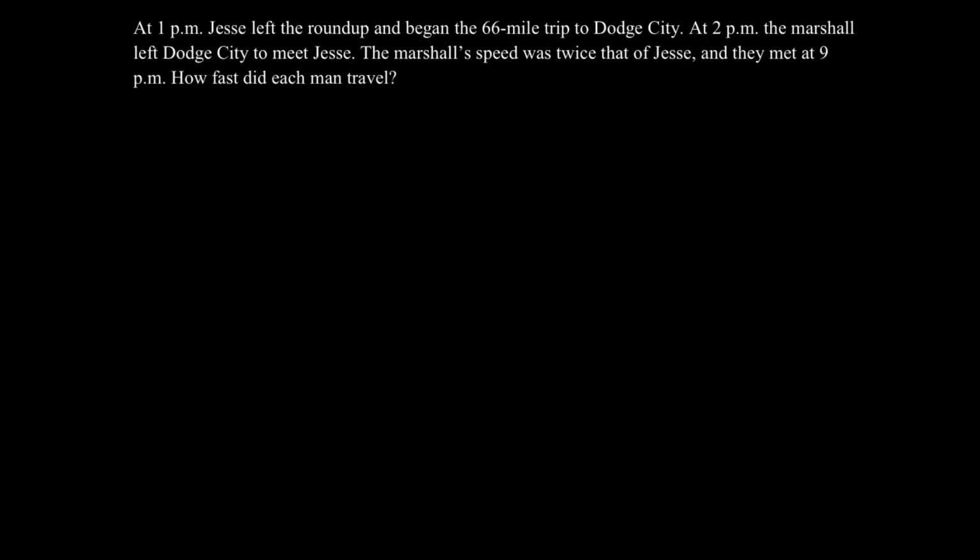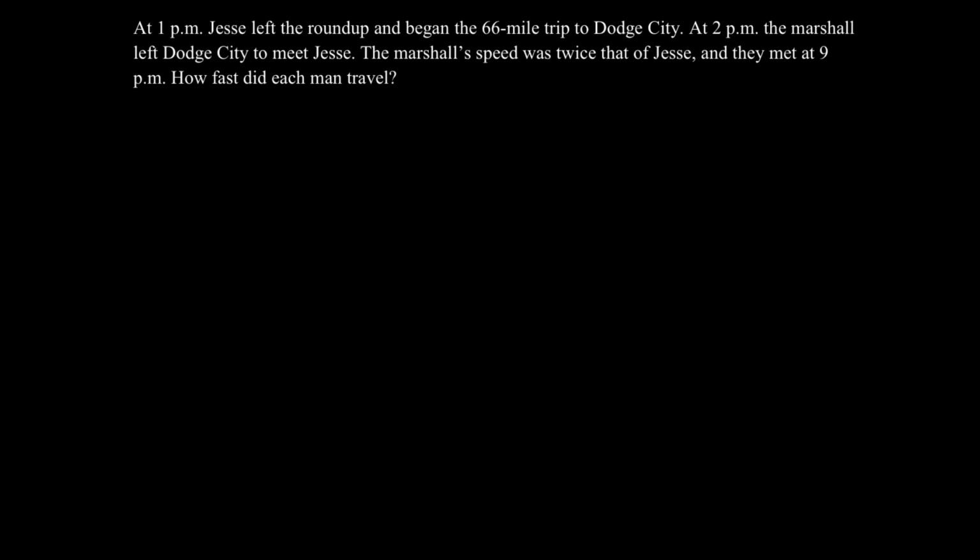Okay, so at 1 p.m., Jesse left the roundup and began the 66-mile trip to Dodge City. At 2 p.m., 1 hour later, the marshal left Dodge City to meet Jesse. The marshal's speed was twice that of Jesse's, and they met at 9 p.m.